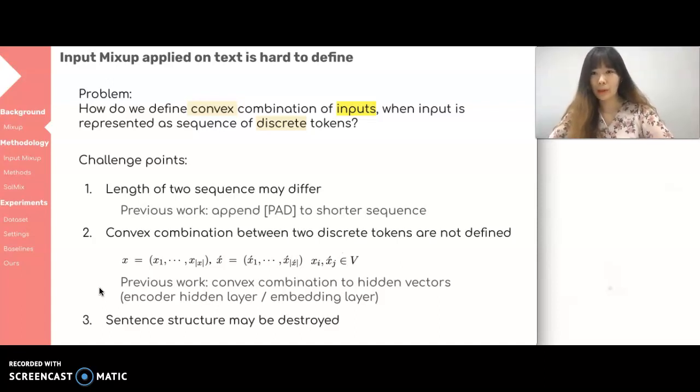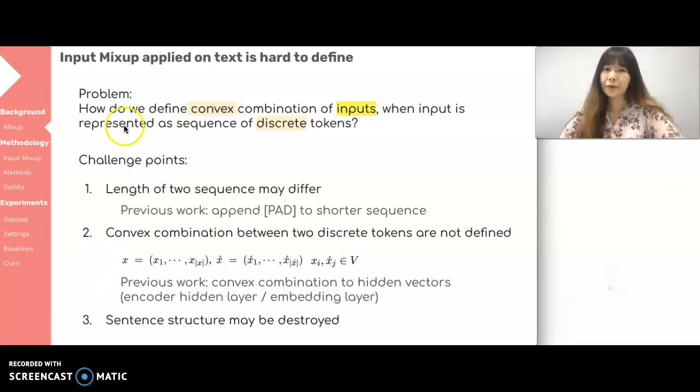However, there were some problems when we applied that directly at the input level for text because of the different characteristics it has with respect to images. The first problem was, how do we define the convex combination of inputs when the input is represented as a sequence of discrete tokens? This is in contrast to images, where a pixel can be treated as a continuous variable.